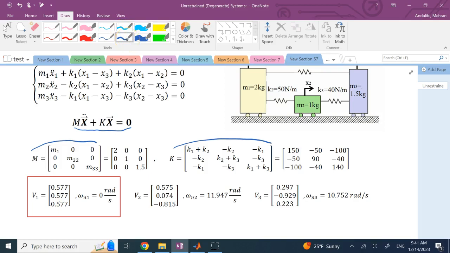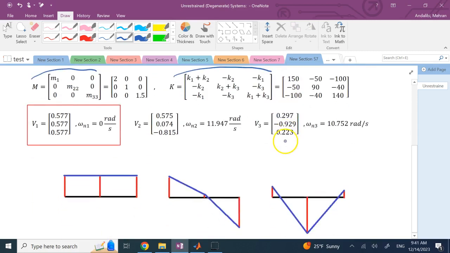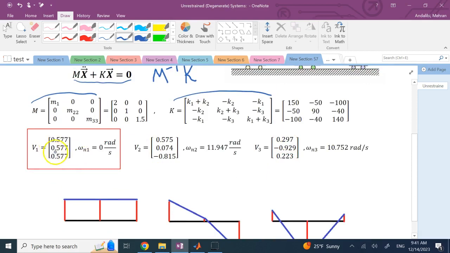If you remember from my previous videos, the matrix that we found all of the eigenvalues and eigenvectors from was M inverse times K, so I formed that matrix. And then I used the eig command in MATLAB to get the eigenvalues and eigenvectors. And if you look at them, you see something interesting.